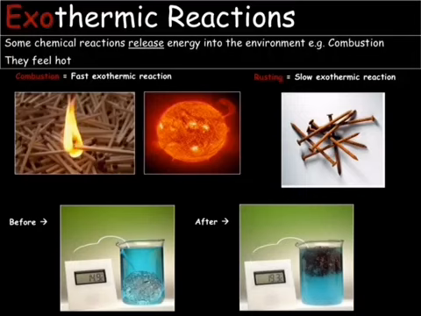Exothermic reactions can be fast in the form of combustion, or they can be very slow in terms of rusting. Another example of an exothermic reaction is neutralization, the reaction between acids and alkalis, as these release lots of heat energy.